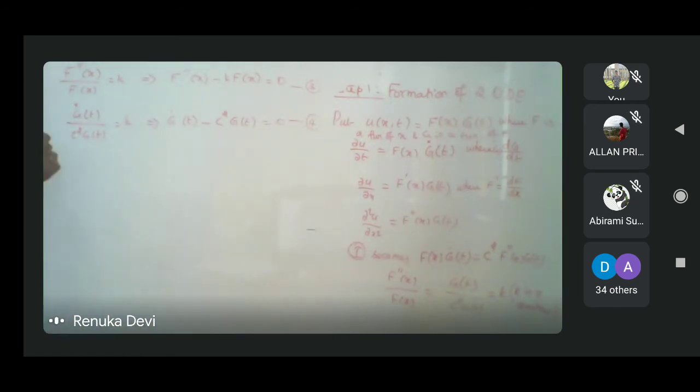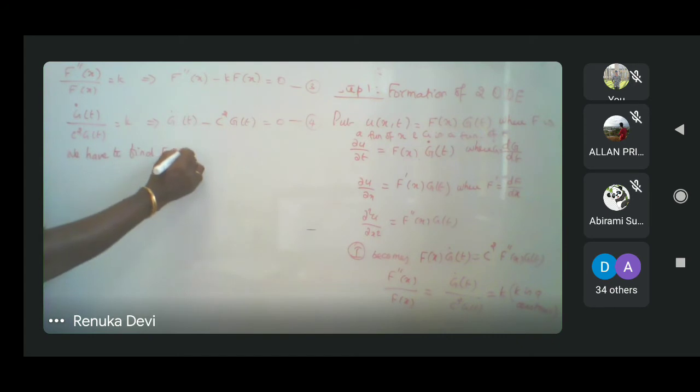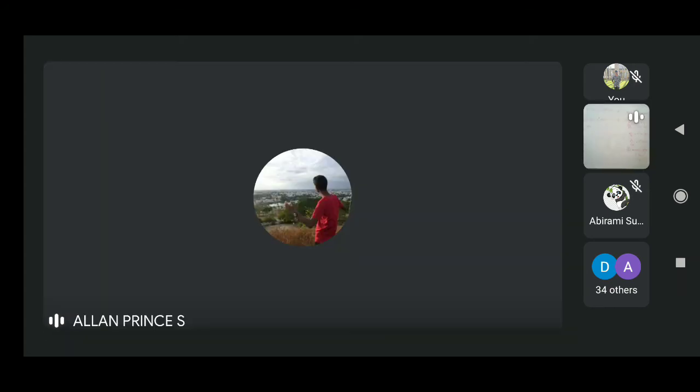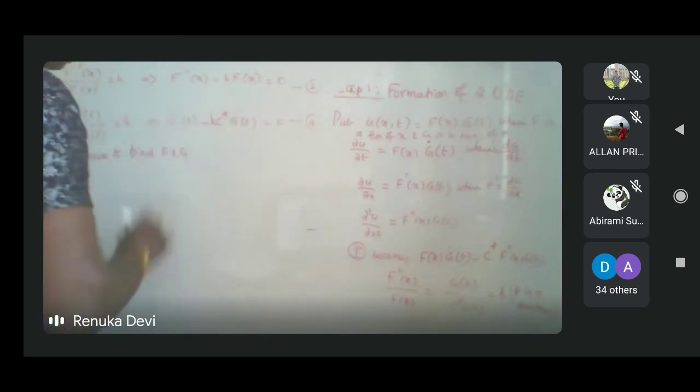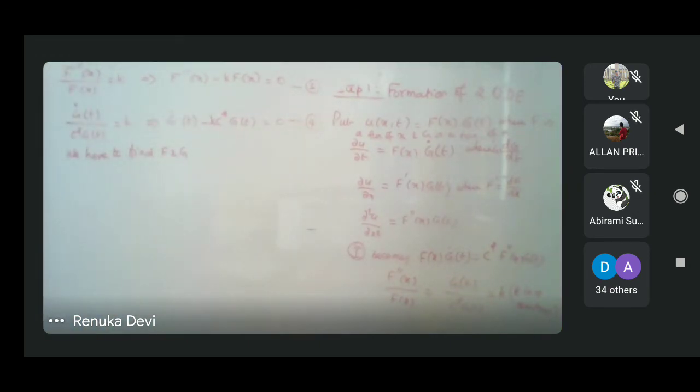That is, we have to find f and g. Ma'am, in equation 4, where is k, ma'am? Okay, I have to write k, it must be there. Thank you. Any other error?